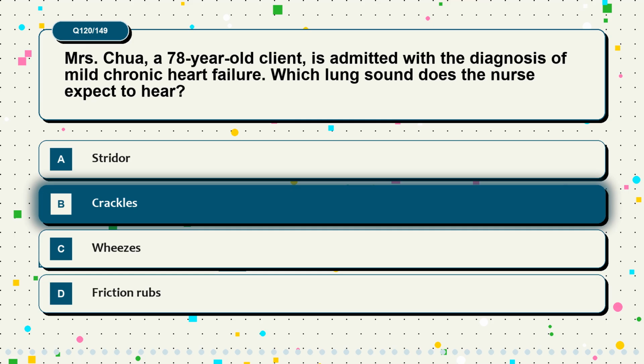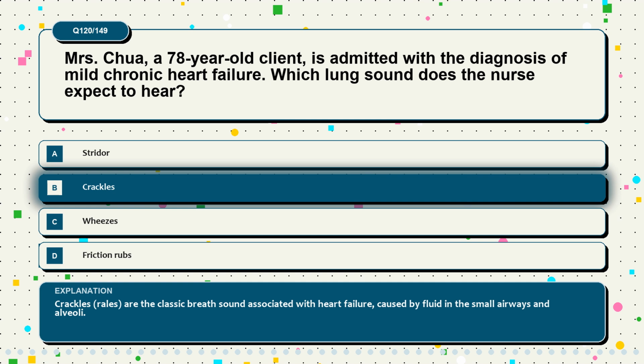The correct answer is option B. Crackles. Crackles or rales are the classic breath sound associated with heart failure, caused by fluid in the small airways and alveoli.